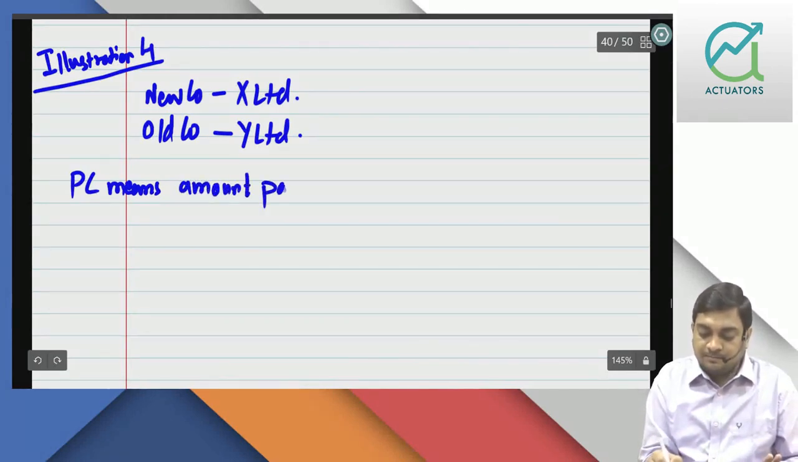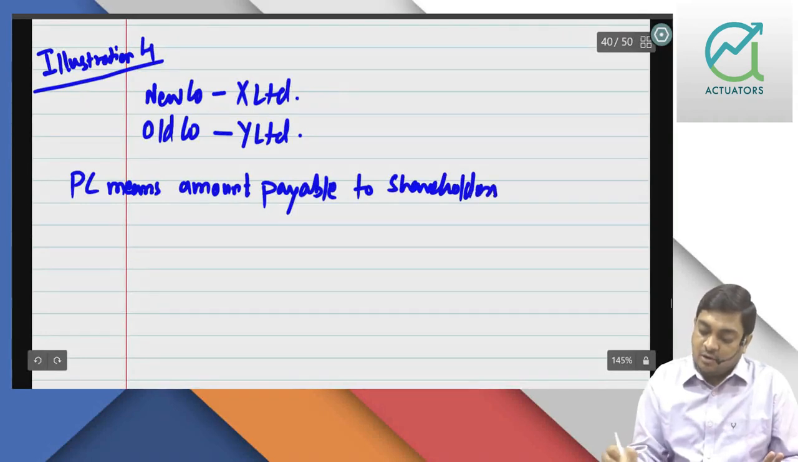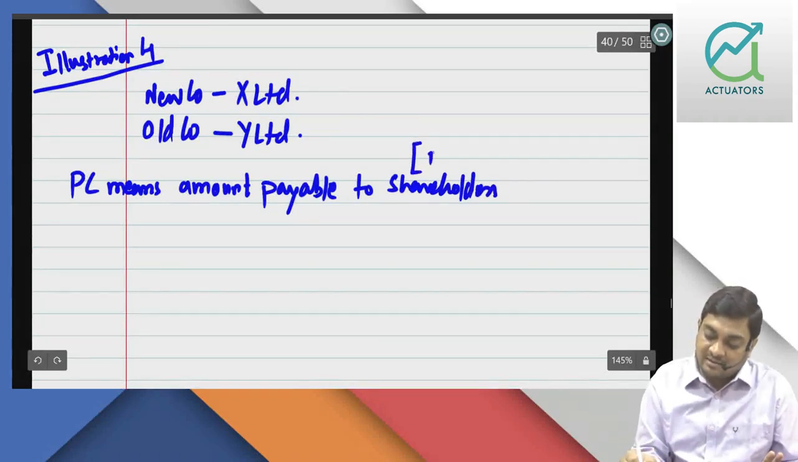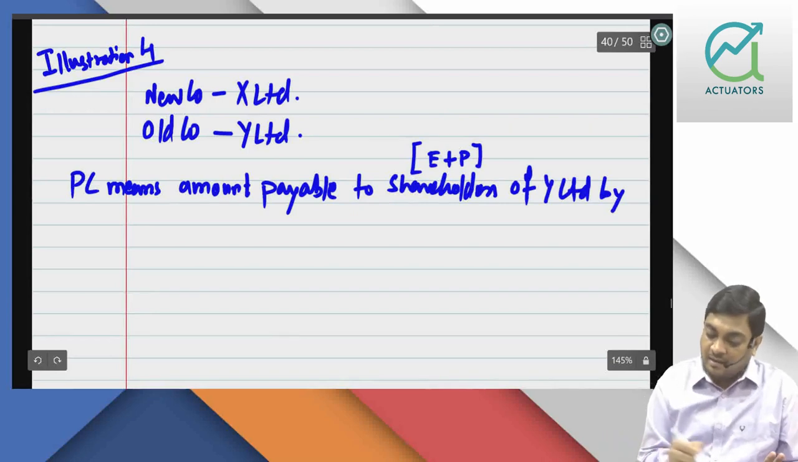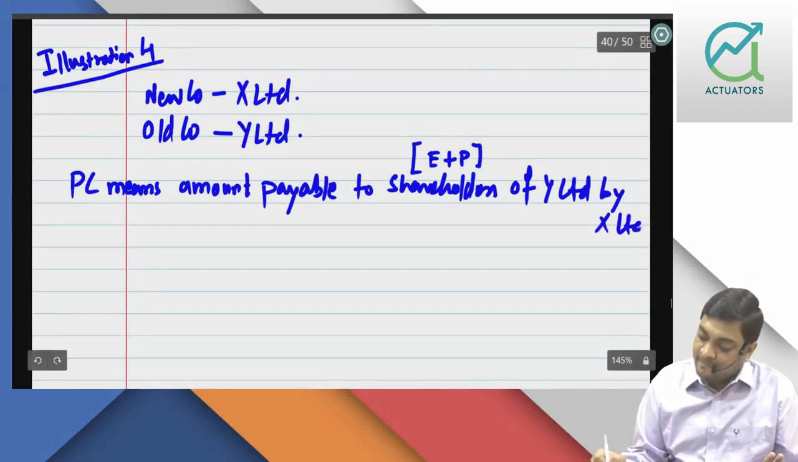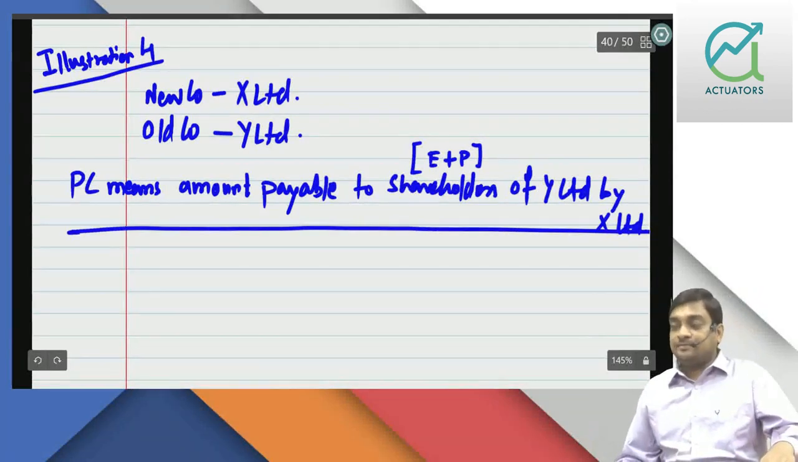So PC means the amount payable to shareholders, both equity and preference, of Y Limited by X Limited. Is that fine? Okay.